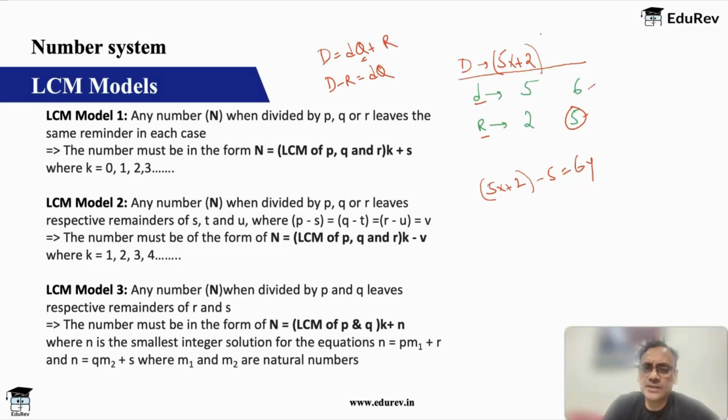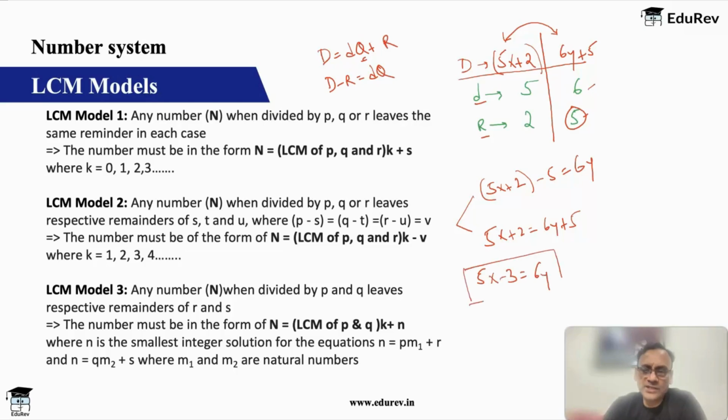The second method is my dividend from the first case I can say is 5x plus 2 and my dividend from the second case is 6y plus 5, because 6 is the divisor, 5 is the remainder, and both the dividends have to be same. So 5x plus 2 is equal to 6y plus 5. That will also give you the same equation. Okay, so basically you get 5x plus 2 minus 5, which is 5x minus 3, is equal to 6y.